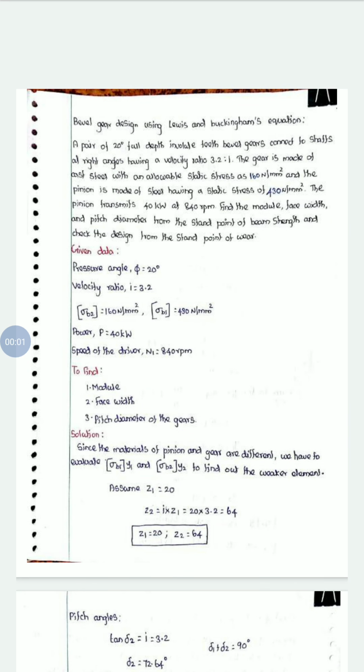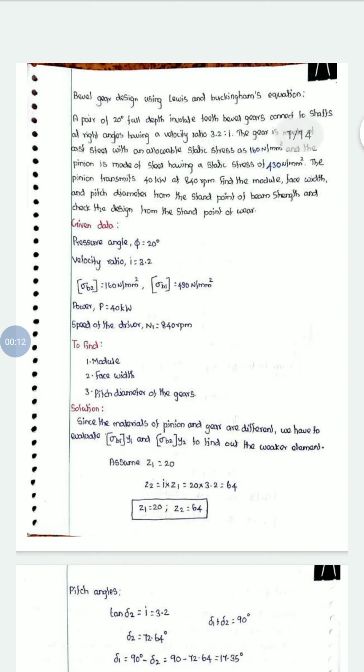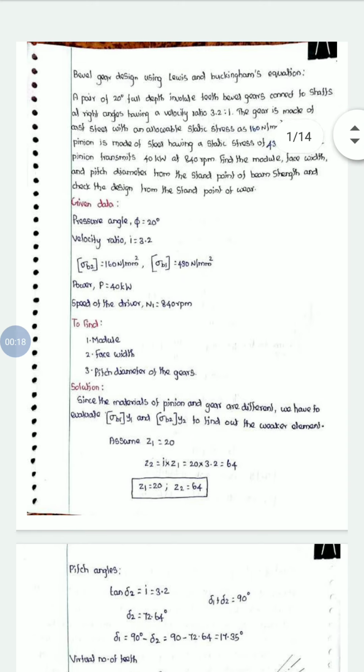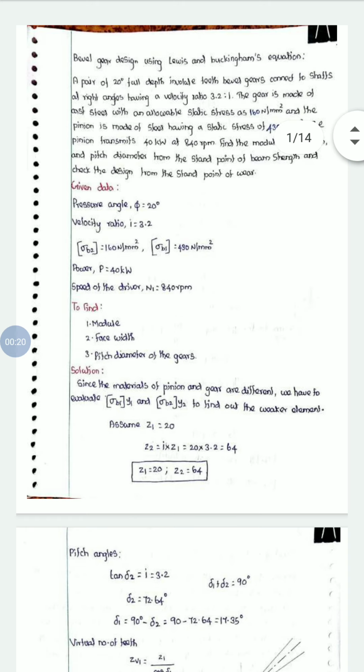Good morning. Today we are going to see about bevel gear design using Lewis and Buckingham's equation. Why we are going for the Lewis and Buckingham equation: it will help us to find the beam strength of the material. For that purpose only we are using the Lewis and Buckingham equation. Okay, so let's go to the problem.